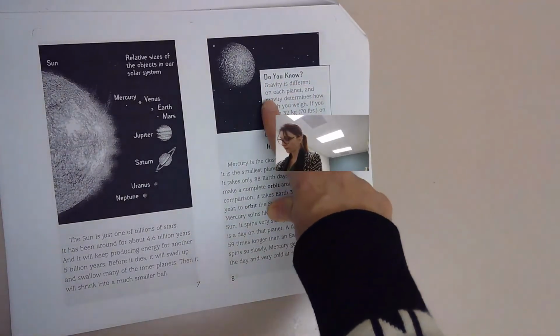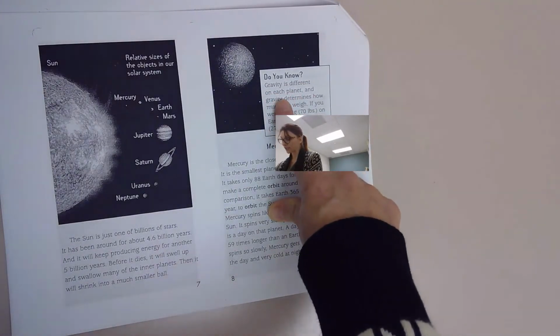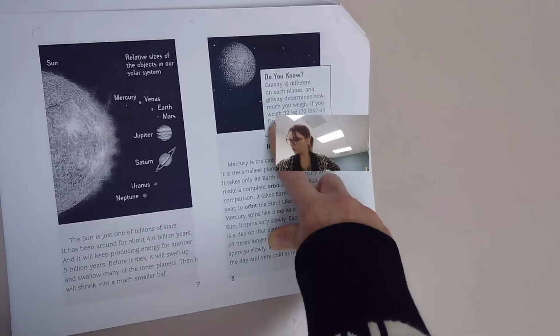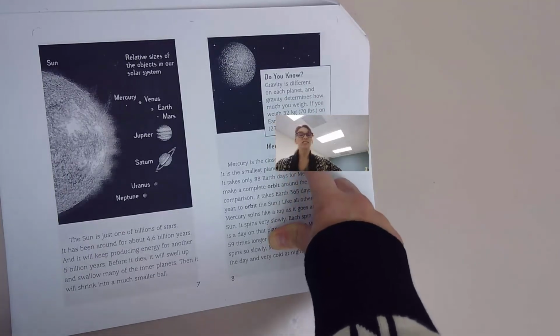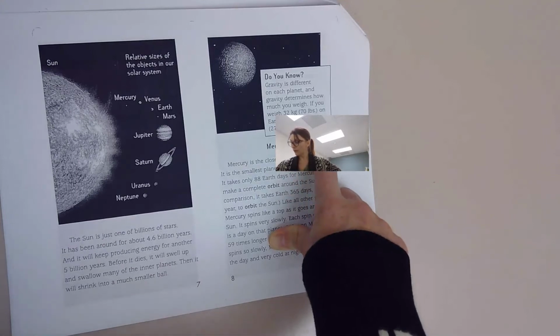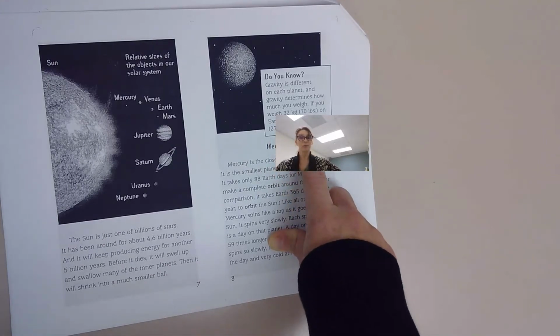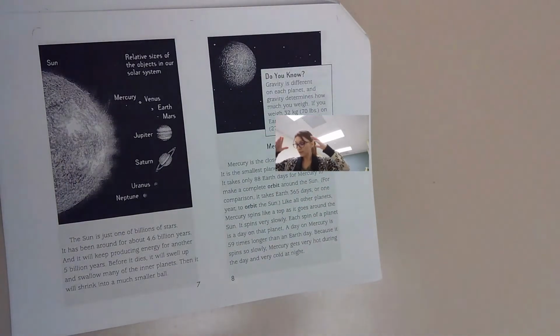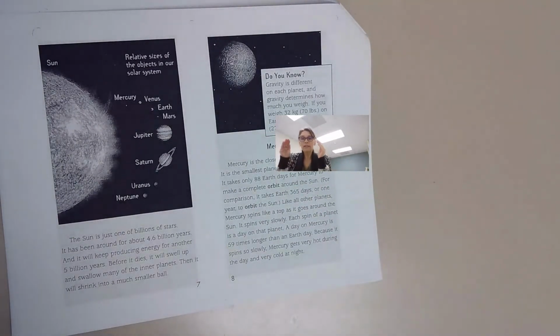Do you know? Gravity is different on each planet, and gravity determines how much you weigh. If you weigh 32 kilograms, or 70 pounds, on Earth, you weigh 12 kilograms, 27 pounds, on Mercury. That's because gravity is a different force. On Earth, our gravity is a lot stronger. The force is stronger on Earth than it is on Mercury, so we have more weight when we're on Earth.